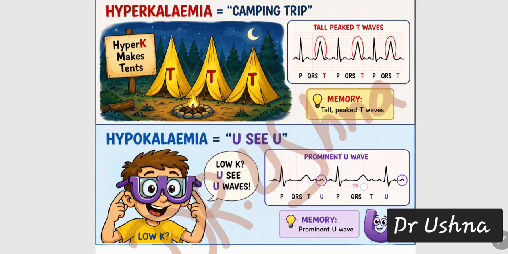Normally our T waves are like this. Normally, a small projection is going to be there. But in hyperkalemia, you have a tall, tented T wave, like a tent. So make a visual memory of this sign. This is your hyperkalemia: tall, peaked, tented T wave.